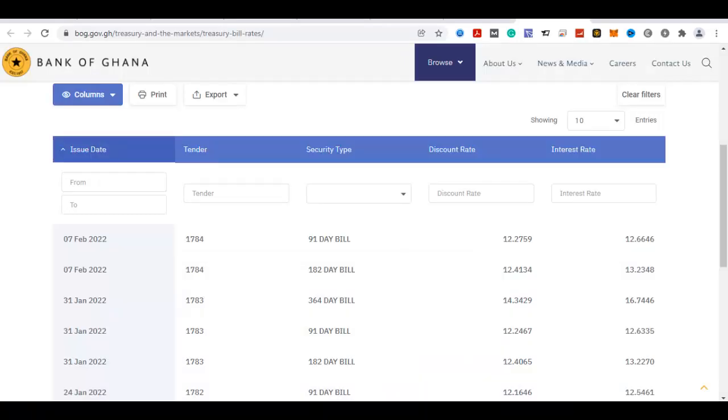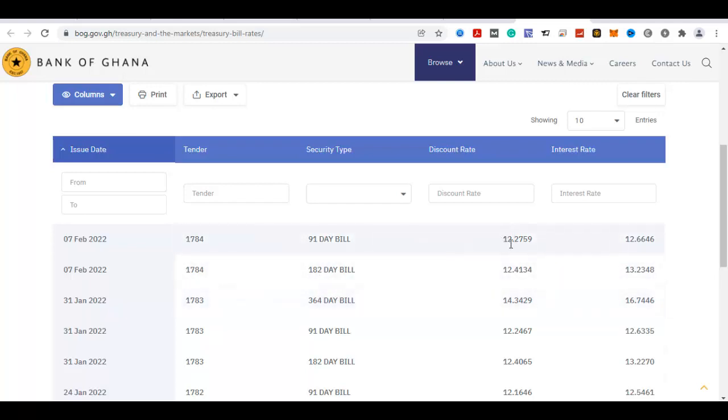Okay, so look at it here. So this is Bank of Ghana website. So you can see as close as 7th of February, you can see the T-bills, the 91-day bill, 182-day bill, and then 364-day bill. So this is the 3 months, 6 months, and 1 year bill. So you can see their discount rates.